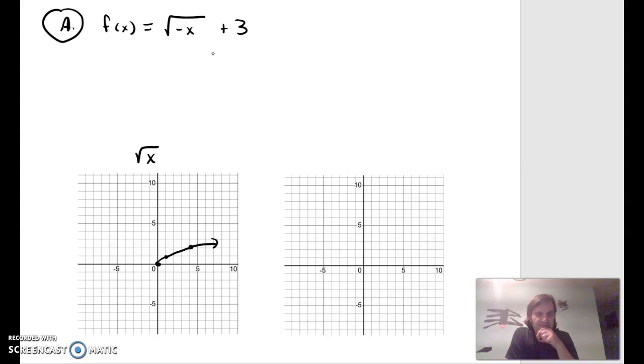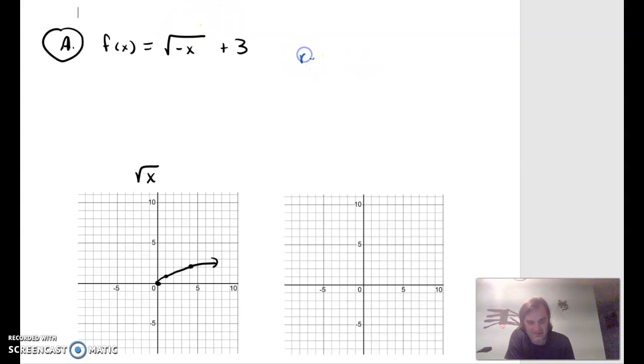So the first one here, A, f of x equals the square root of negative x plus 3. The first thing to do is identify what parent graph is being used, and that is the square root function, and I have its graph below. Then we want to discuss what's happening to that. So let's start with the x. When we see the x, there's a negative applied to it, and that is inside the function or under the root. So that will reflect around the y-axis.